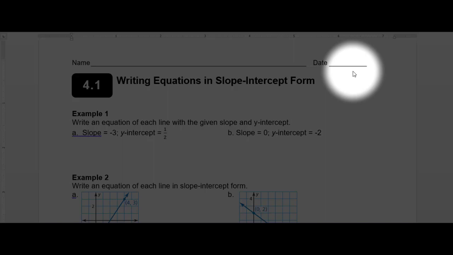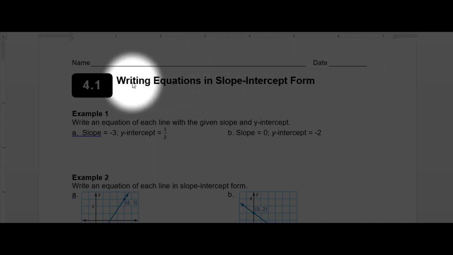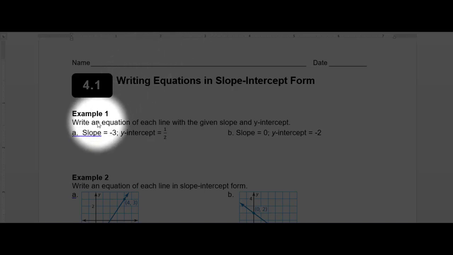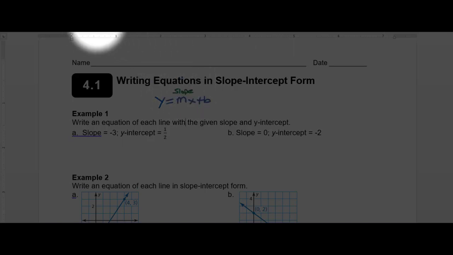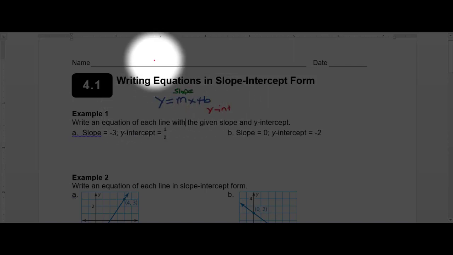Okay, so we are going to be doing 4.1, which is writing equations in slope-intercept form. It should be a pretty easy lesson for you. Example 1 says write an equation of each line with the given slope and y-intercept. Just a little reminder that slope-intercept form is y equals mx plus b, where the m is your slope and the b is your y-intercept. So we just have to put this stuff in the correct space.